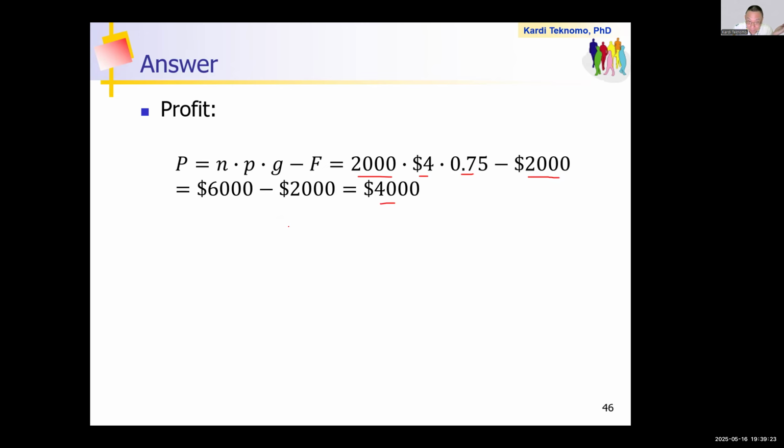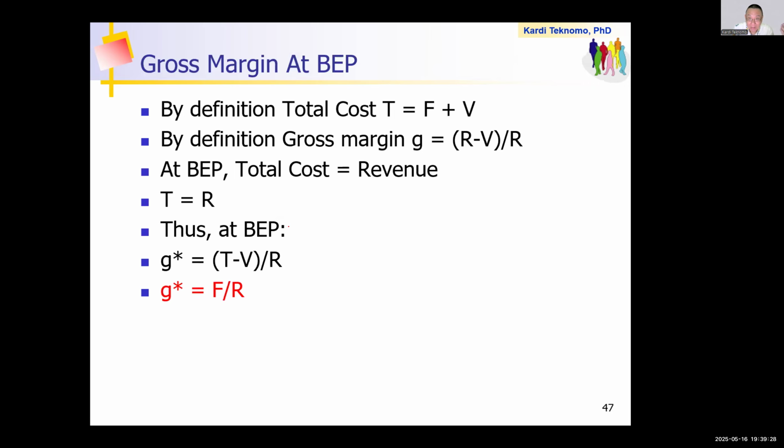So next is, what is the gross margin at BEP? Let's see. By definition, this is the definition of total cost, isn't it? Total cost is the fixed cost plus variable cost. And by the definition of gross margin from a while ago, G is the revenue minus the variable cost divided by the revenue. But remember, at BEP, by definition, total cost equals revenue. So T equals R.